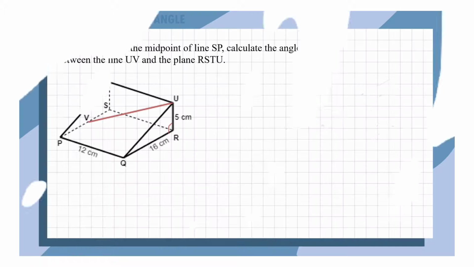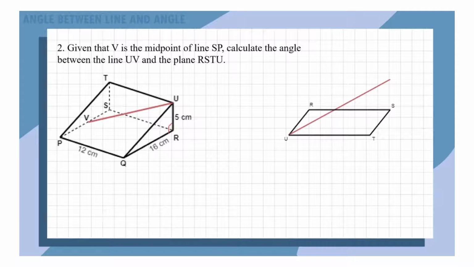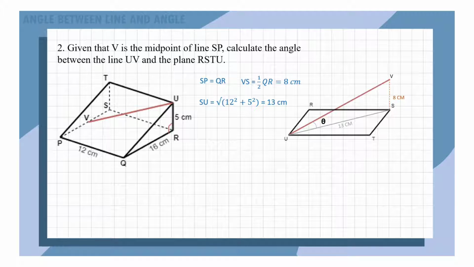Given that V is the midpoint of line SP, calculate the angle between the line UV and the plane RSTU. Here we identify that the plane is RSTU and the line is UV. Once again, we'll visualize it to look like the first diagram and detect the orthogonal projection, line SU, and normal line VS. It is already given that the length of the opposite side, or line VS, is 8 cm long. Next, to obtain the length of another side, we must use Pythagoras' theorem, which will give us the value of the adjacent side of our triangle. With this, we can calculate the angle using the trigonometric ratio, tan.